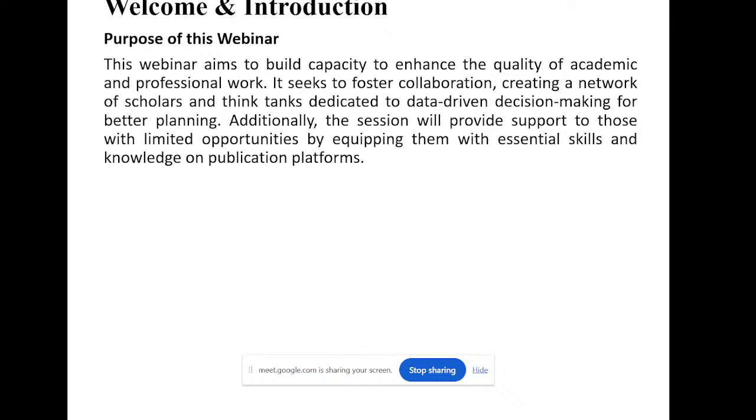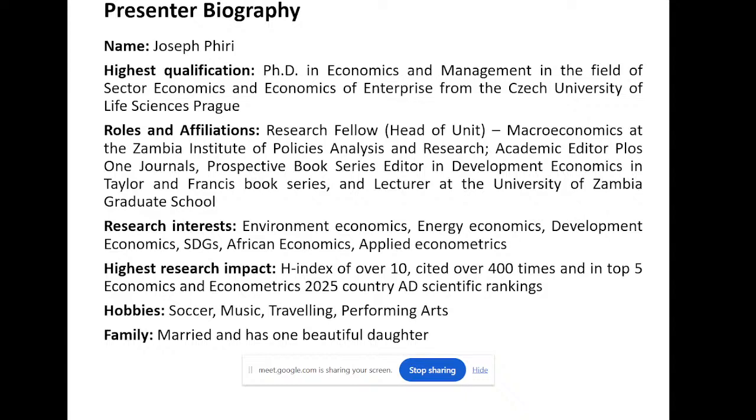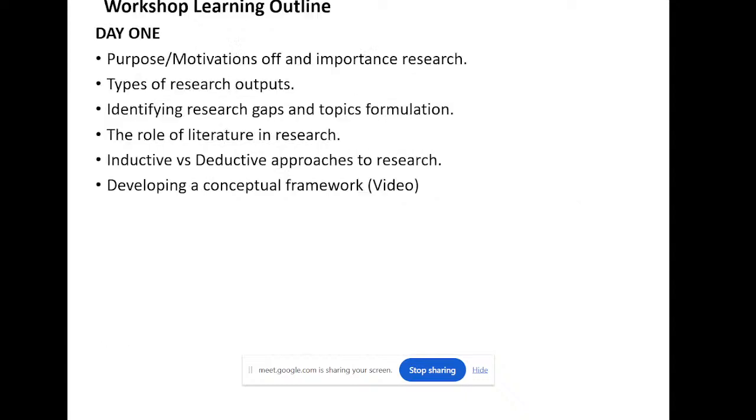So like we discussed yesterday, the purpose of this webinar is basically to enhance capacity, which ensures that we improve the quality of our academic writing for the purposes of research, perhaps getting our qualifications, and perhaps even in our professional work, and also to foster collaboration and create a network or a cohort of think tanks or researchers. So we're going to enhance the aspect of data-driven decision making, and this will start by us acquiring the skills which are relevant for the industry, and that is why we thought of organizing this webinar. I think I did speak about myself yesterday, so I'll skip that.